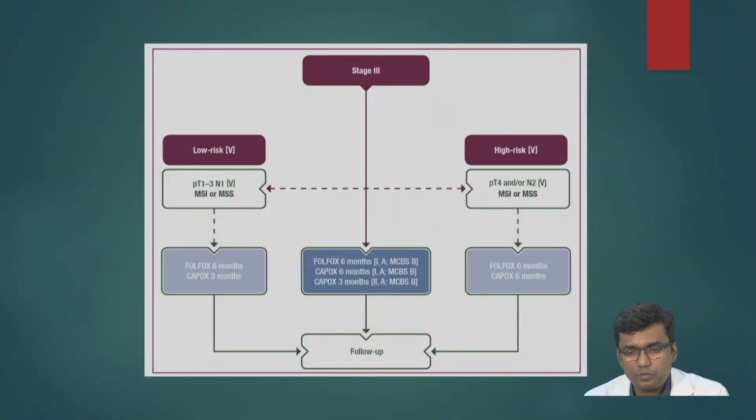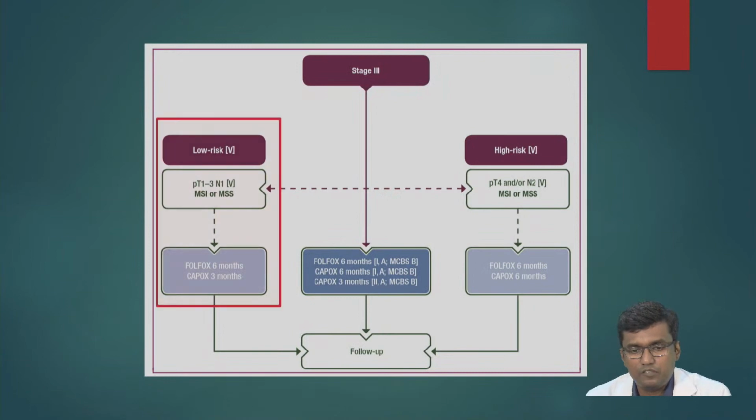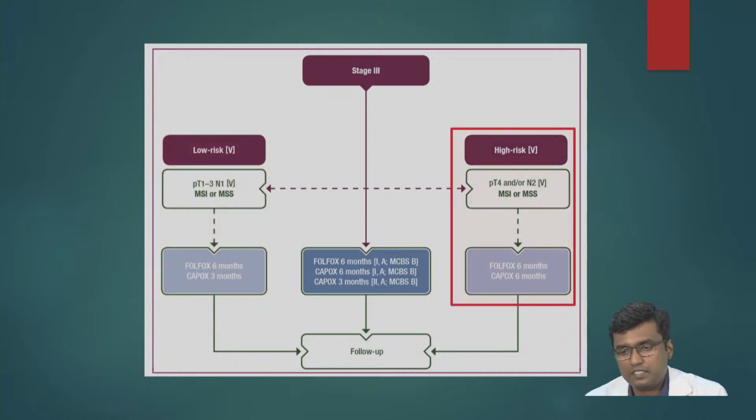So this is from the ESMO guidelines. So for low risk stage 3 cancers, we have the option of 3 months of CAPOX or 6 months of FOLFOX. For high risk stage 3 cancers, they need 6 months of adjuvant therapy irrespective of the chemotherapy regimen chosen.